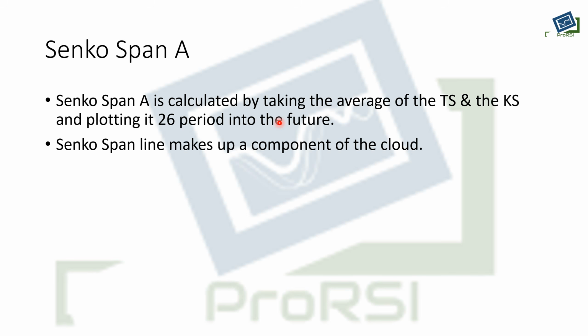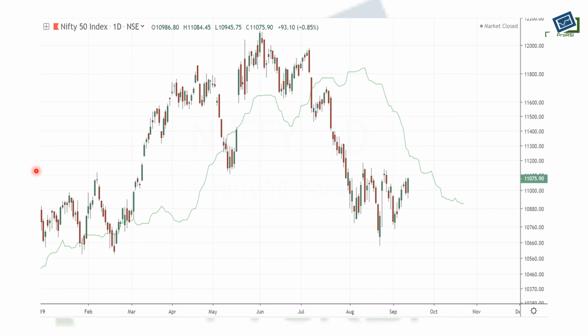Now this is the twist. This is what he has done differently. He has taken the Tenkan-sen and the Kijun-sen, averaged them, and then plotted the value 26 bars ahead of the last bar. Let us see what he has done. You can see this is the Senkou Span A, and it is far from the last price. It is 26 periods ahead of the last bar.